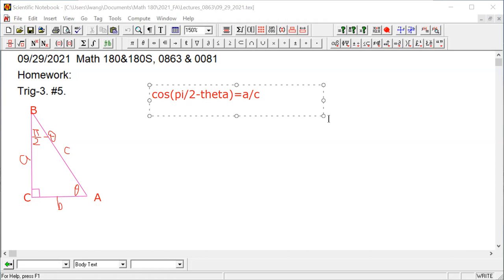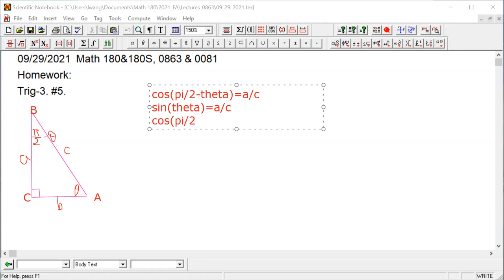Okay. So what is sine of theta? Sine of theta is also A over C, right? Yes. Because it's the opposite over hypotenuse, right? So therefore, cosine of pi over 2 minus theta is equal to sine theta. So that's number 5.